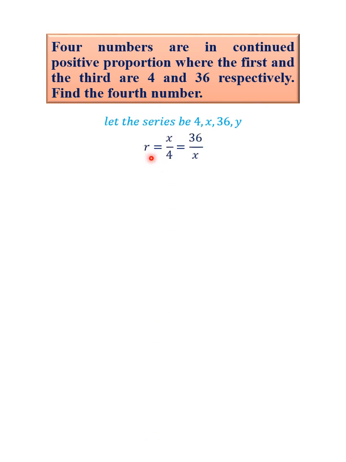So we can say the common ratio equals x over 4, the second term divided by the first term, and it's also equal to 36 over x, the third term divided by the second term. So if we make x over 4 equal 36 over x, we can cross multiply to obtain the value of x, so that x times x gives us x squared, and that is equal to 36 times 4. x squared becomes equal to 144.